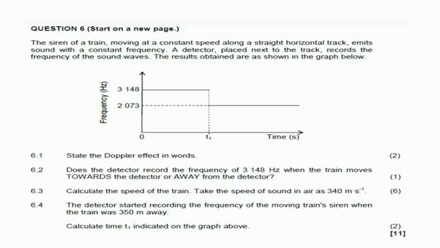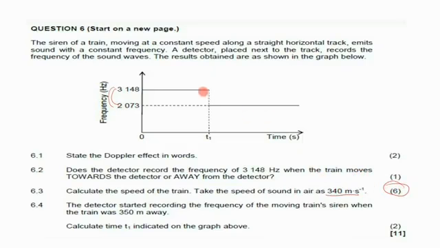Then 6.3 says, calculate the speed of the train. Take the speed of the sound in air as 340 meters per second. So we are given 340 again, but remember I told you do not always memorize that it will be 340. It is best that you read the question and use the value that you will be given there. Then okay, 6.3, to answer that one, we can also see again, because we are given two observed frequencies here, that this will be a simultaneous type question. And then also the marks here are speaking with us.